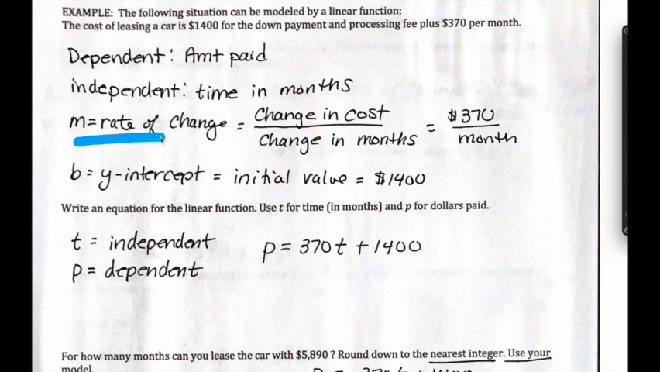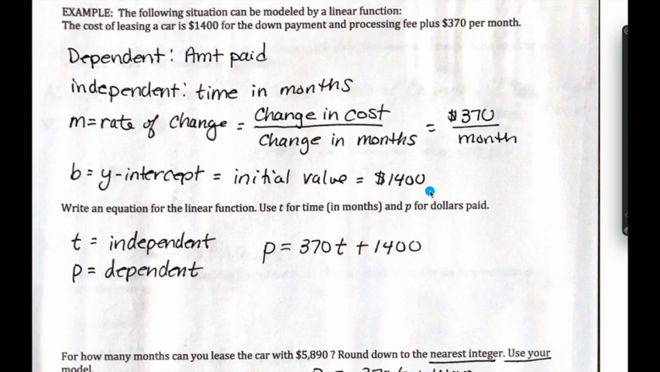The slope, or the rate of change, is going to be the change in the dependent variable over the change in the independent variable, which is the change in the cost per the change in the months. And they give us that value here. It's 370 as each month passes. So our y-intercept, or our b, that's the initial value, which they give us as 1,400. So this is our b.